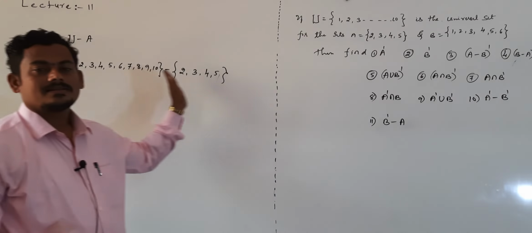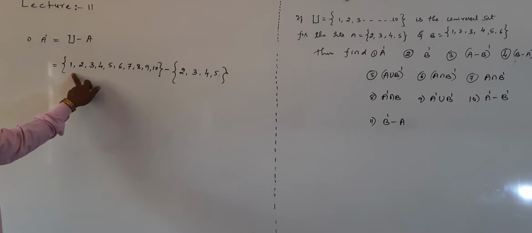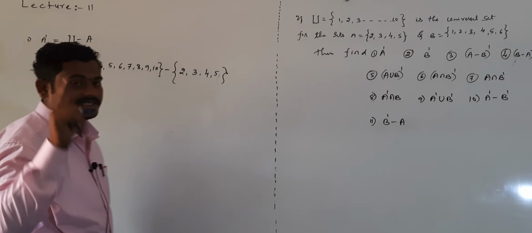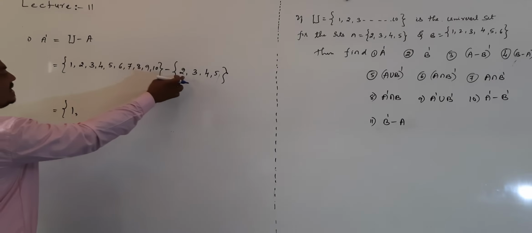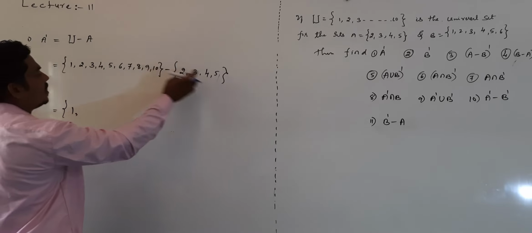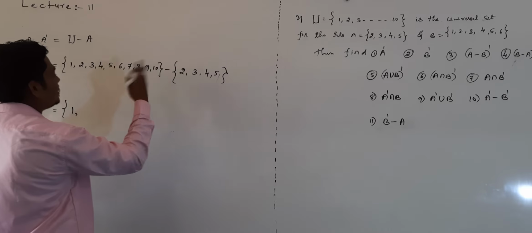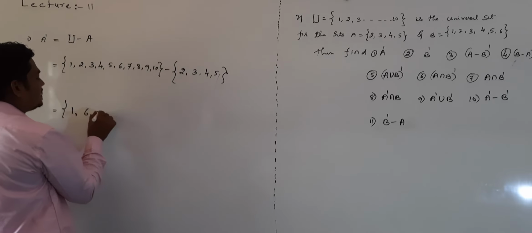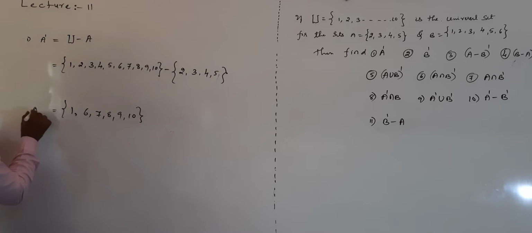it is like difference of two sets. 1, shall I write 1? Yes. Why? Because it is not there in the second set. Write all those elements in the first set only, that is nothing but difference. 2 is there in both the sets, so get cancelled. 3, 4, 5 are also in both the sets, so get cancelled. 6 is not there in the second set. 7 not there. 8, 9 and 10. This is our A complement.